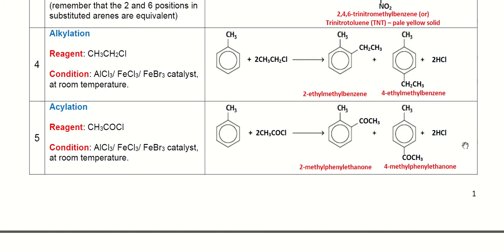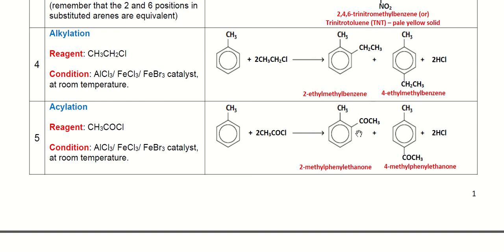Okay, now the last one is the acylation. So acylation, you are using the CH3COCl. Okay, and then again you will have CH3 methylbenzene here. Now here it will be COCH3, that will be on the second position, or it can be on the fourth position as well. Reason again, because CH3 is electron donating, so the new electrophile will be attached on the second, or it can be attached at the fourth.